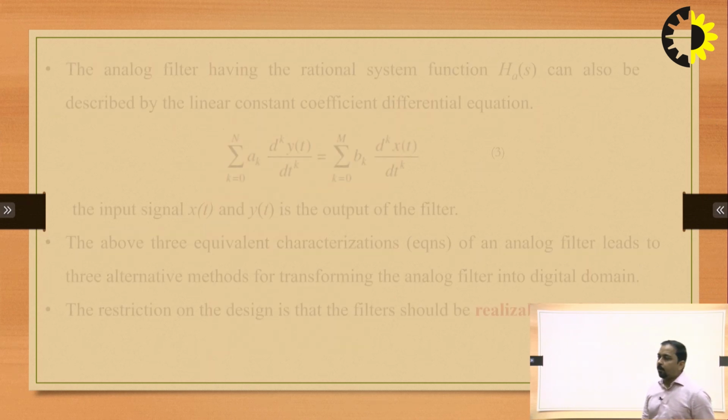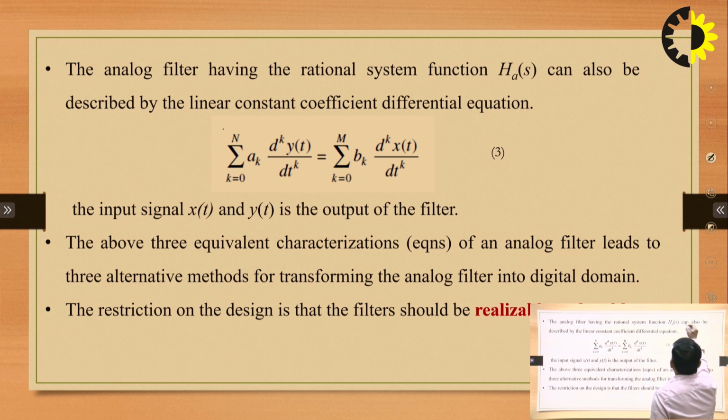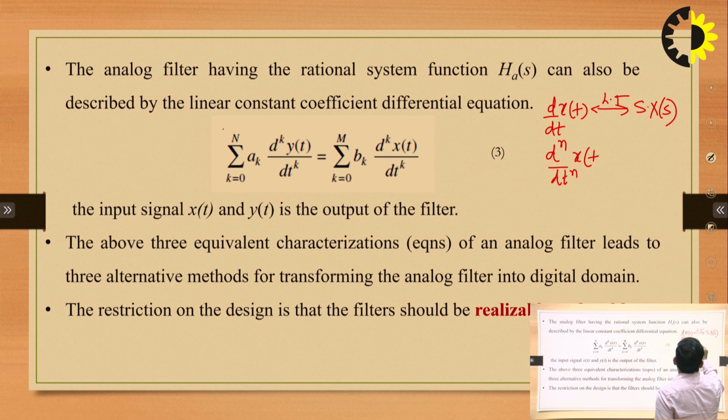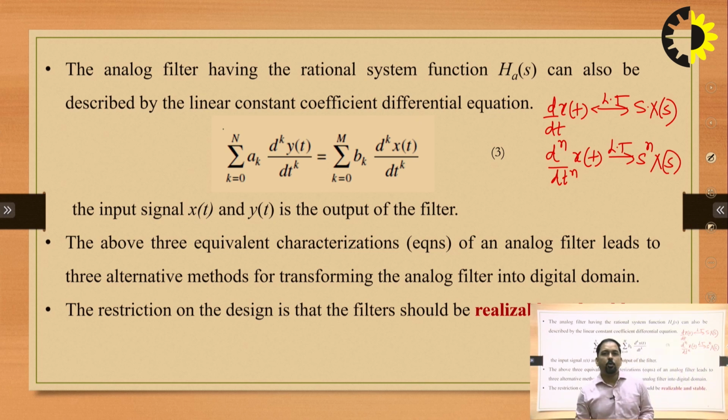Now we have a property: the Laplace transform of d by dt of x of t will be s times X of s. If we have the nth derivative of x of t, we have s to the power n times X of s. This property is called differentiation in the time domain.